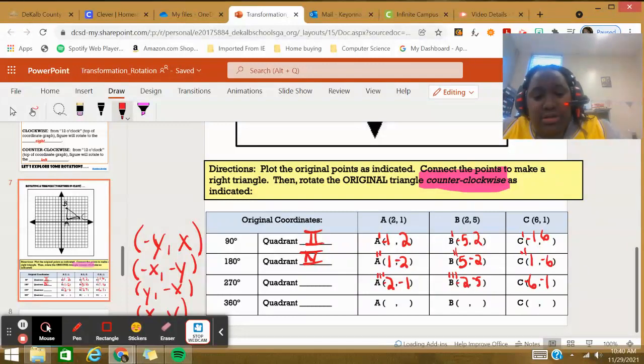Okay. Since all my coordinates, my x and my y's, are both negative, I'm going to actually be in quadrant 3 this time. 1, 2, 3.